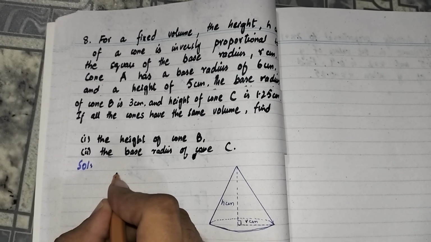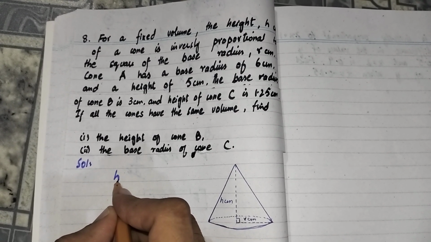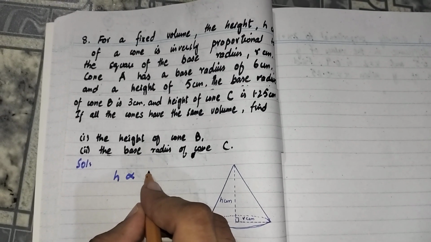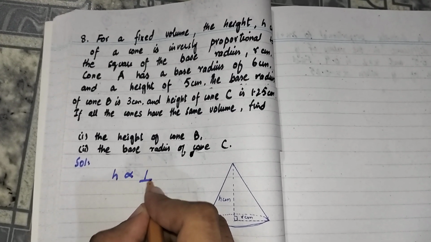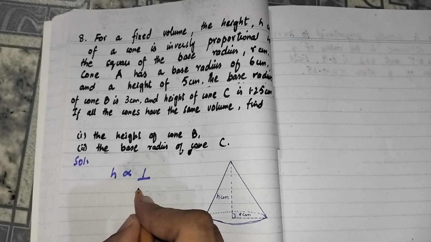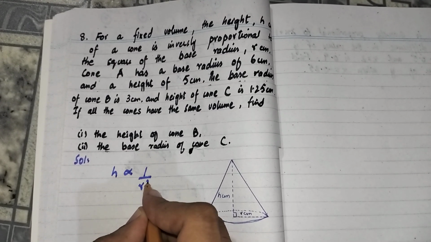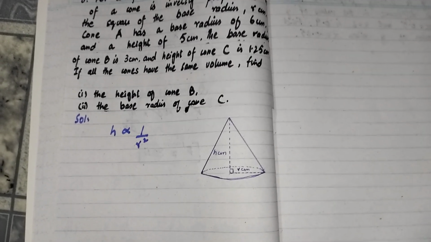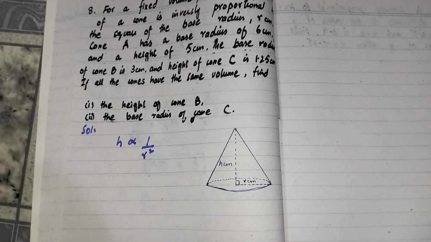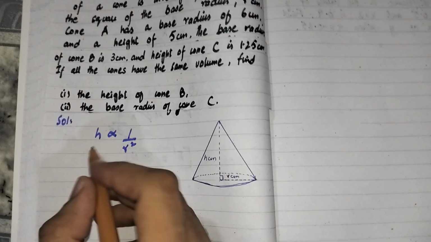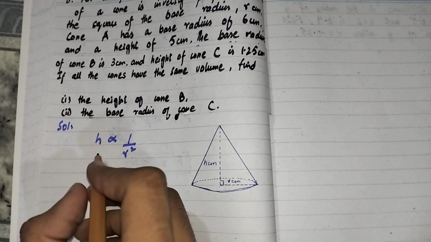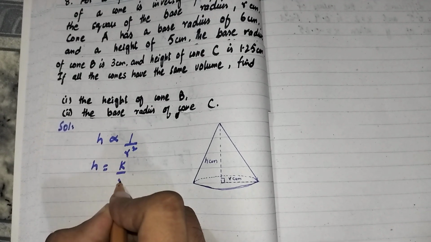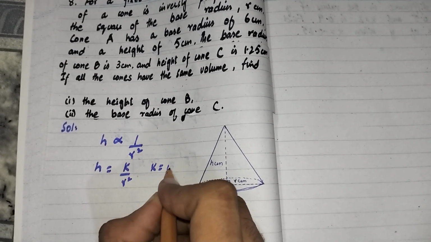So we can write that the height of the cone, which is denoted by h, is proportional, and the proportionality is inverse, so it is written 1 upon the square of the base radius. Converting the proportionality sign into equality by multiplying with the constant, it will be h is equal to k upon r square, and here k will be the constant.